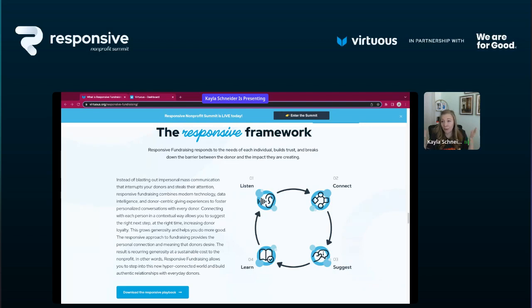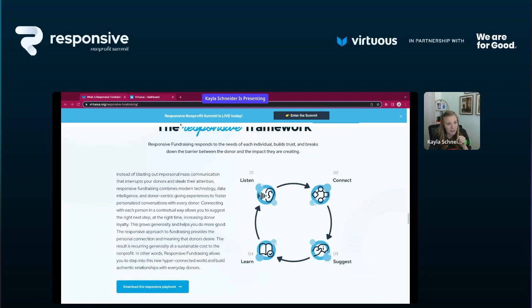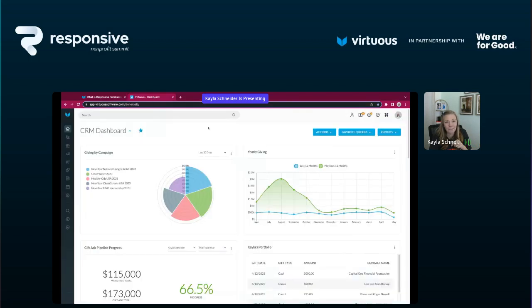As you guys saw, this one is understanding and listening. So we're going to look at our platform through the listening lens. There'll be sessions in the next couple of days for connect, suggest, and learn. And then a couple of special sessions that my team is putting together. So I'm just really excited to show you what Virtuous looks like here. So let's hop in. This is Virtuous.